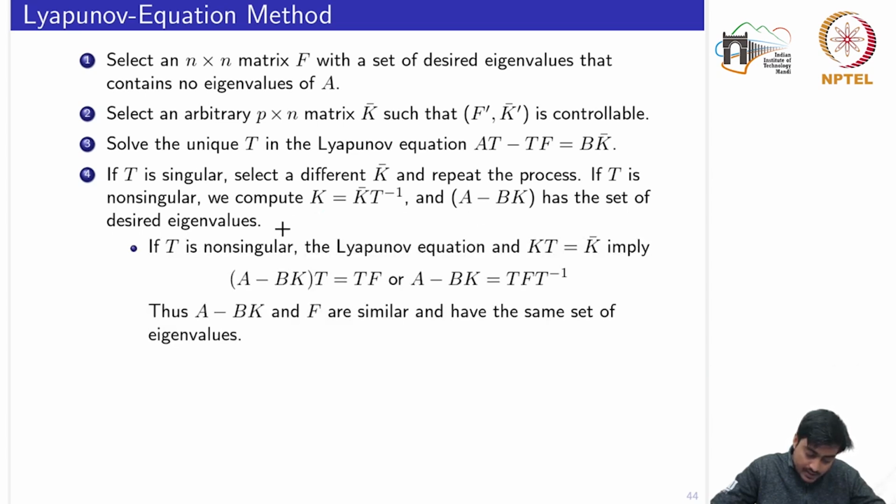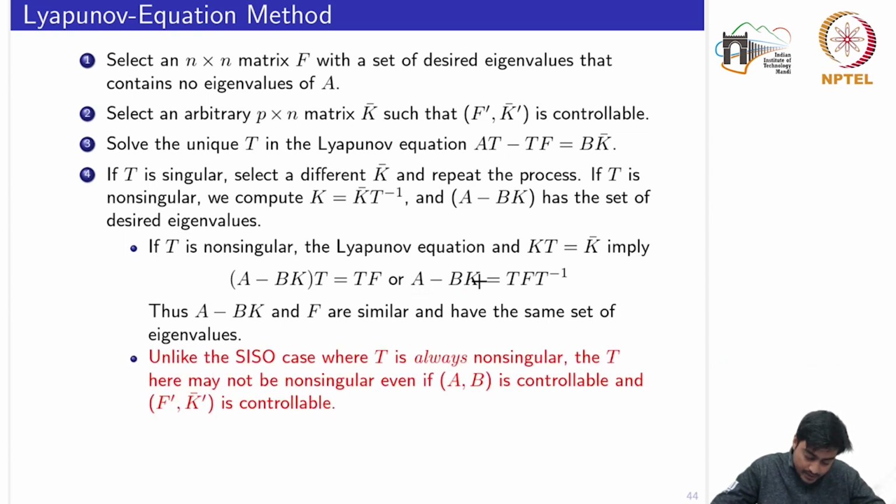And if the matrix T is non-singular, we can compute this, and at the same time we ensure that the closed loop state matrix has the set of desired eigenvalues. The proof of this we can see straightforwardly: we just need to put K bar equal to KT into this equation, and we obtain this. Finally we can write the closed loop state matrix as T F T inverse, which is basically a similarity transformation, which ensures that whatever eigenvalues the F matrix has, the closed loop state matrix would also have those eigenvalues. Okay.